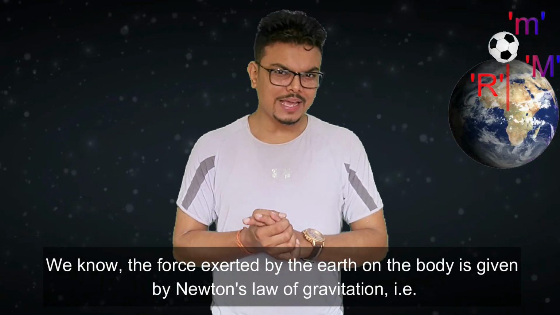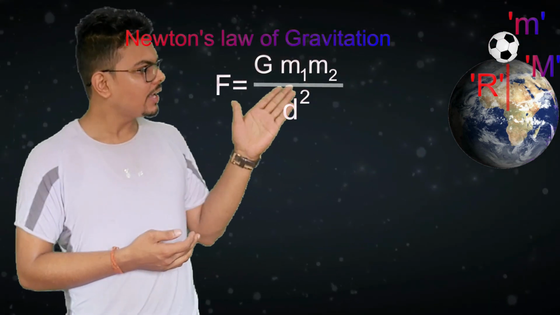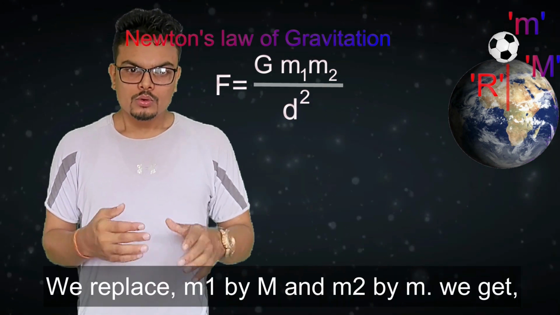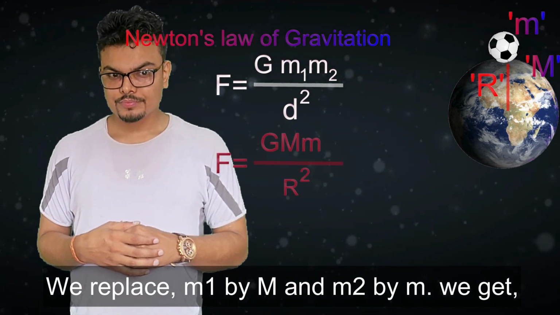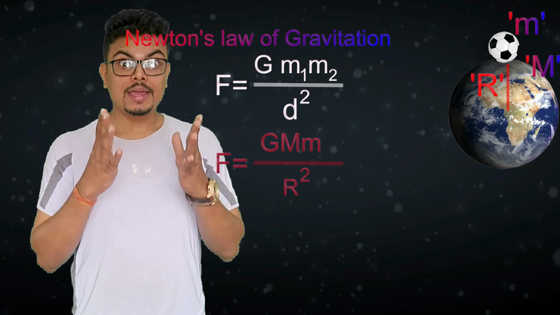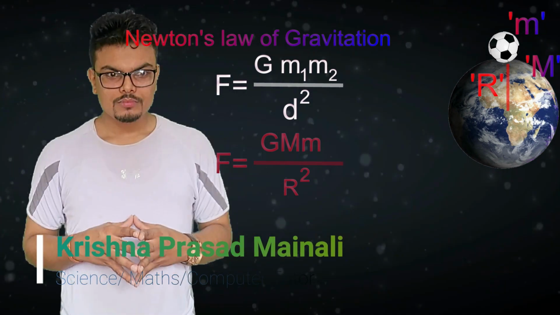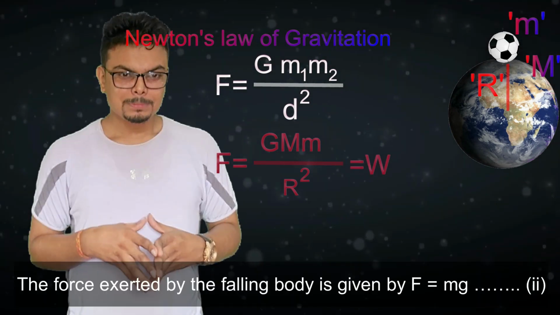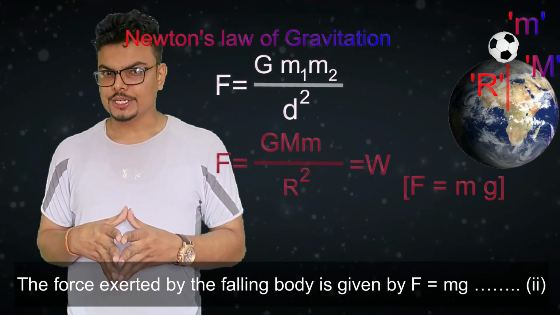We know the force exerted by the earth on the body is given by Newton's law of gravitation, that is F equal to G times m1 m2 divided by d square. We replace m1 by capital M and m2 by small m. We get F equal to G times capital M small m divided by r square. And we know force is equal to weight as well. So the force exerted by a falling body is given by F equal to mg.